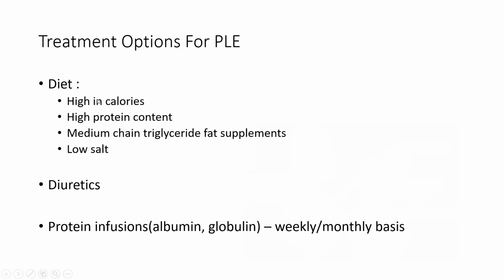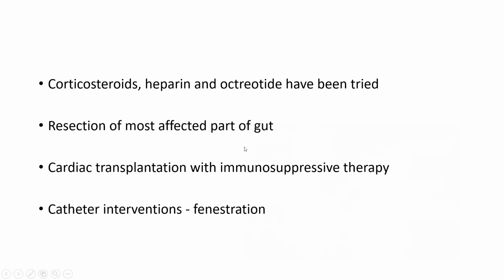Treatment options are diet. We have to give a high calorie diet, a high protein diet, and medium chain triglyceride fat supplements. Medium chain triglyceride fat supplements, I think this is coconut. And a low salt diet. Diuretics we have to give, and protein infusion in the form of albumin or globulin on a weekly or monthly basis. Corticosteroids, heparin, and octreotide have been tried. Resection of most of the gut to decrease protein loss has also been tried. Ultimately, the last resort is cardiac transplantation with immunosuppressive therapy, and catheter intervention may also be tried, like doing a fenestration to pop off.